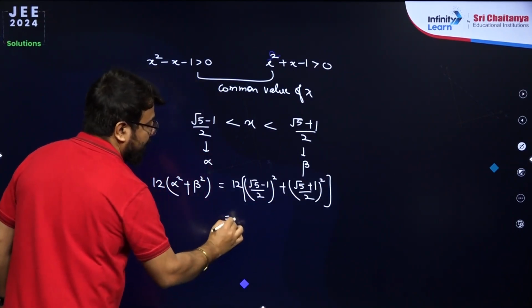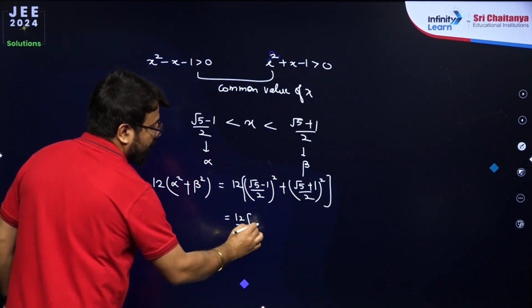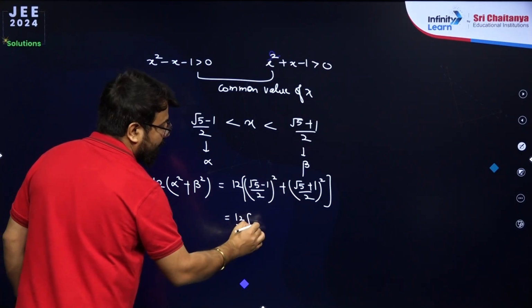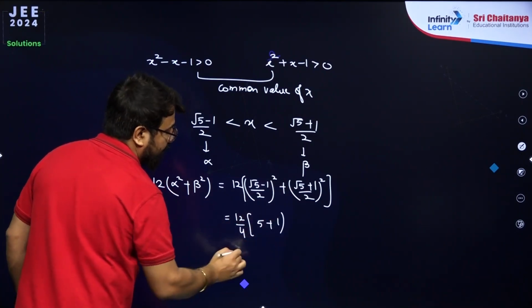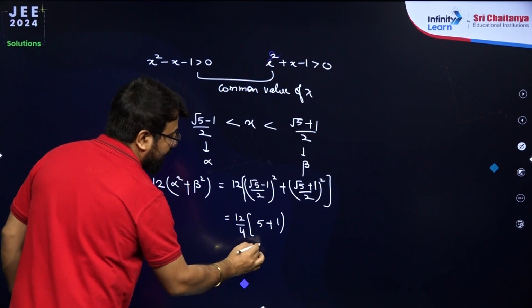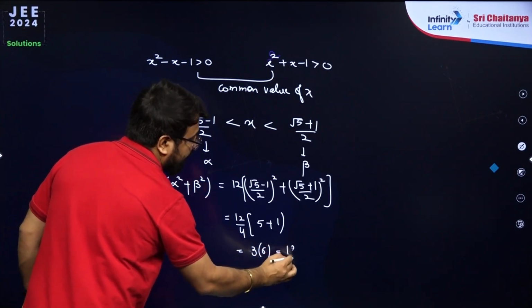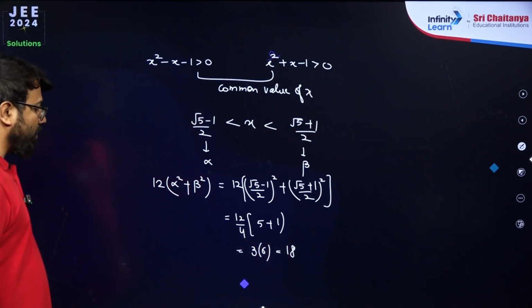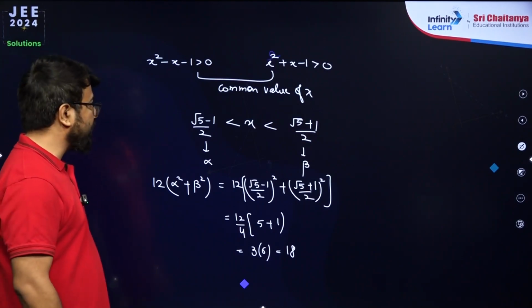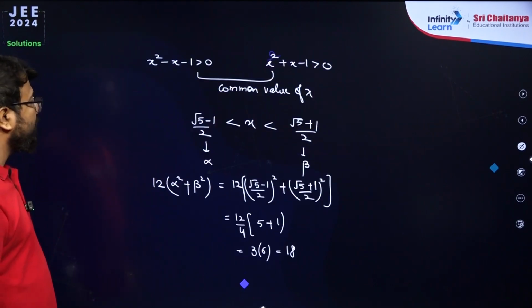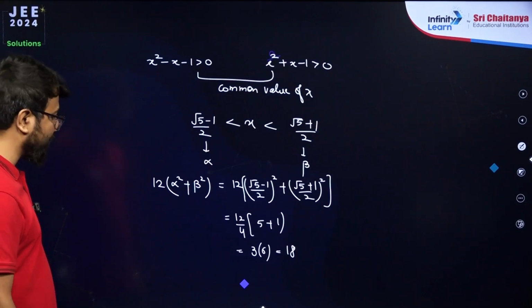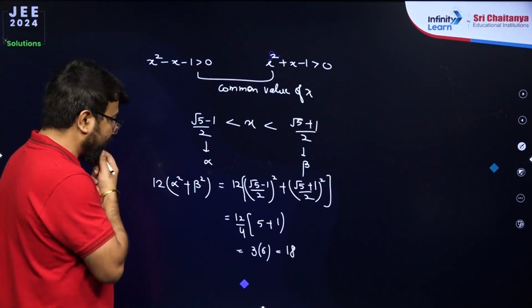So here I will be able to write 12 upon 4, and a square plus b square will become 5 plus 1. So it will be 3 times 6 and that becomes 18. So according to us, the result that we are obtaining from here, what they have asked, 12 times alpha square plus beta square, we are getting the result 18.